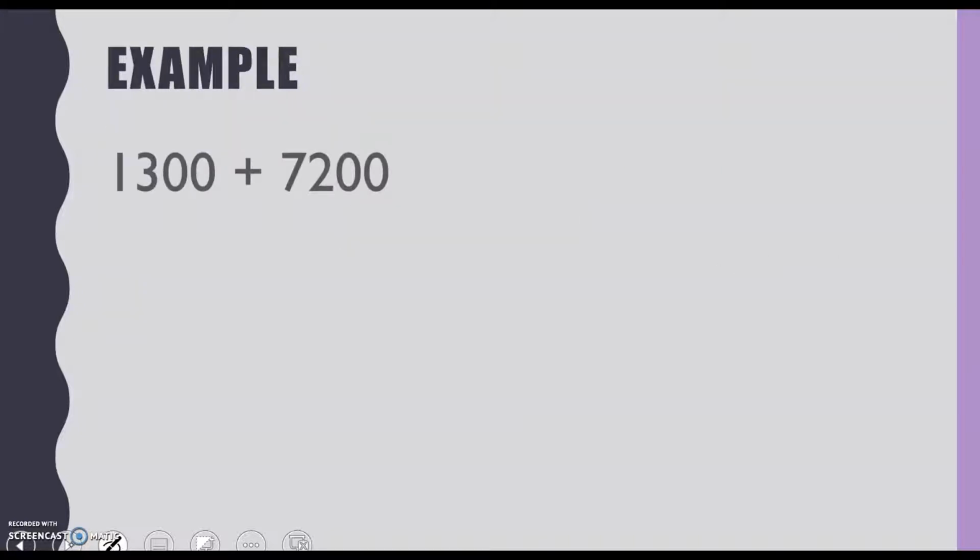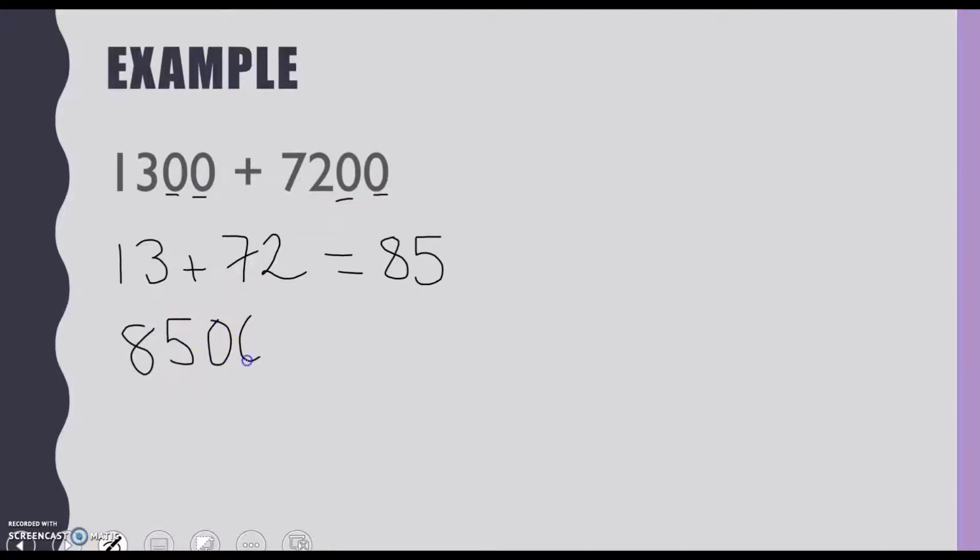Our next example then is 1,300 plus 7,200. Now, straight away, I'm thinking they both end with 2 zeros, so I'm really focusing here on the 13 plus the 72, and in my head, I can easily add that up to give me 85. But I had 1,300 and 7,200, so really my answer here is that 85 with 2 zeros at the end to give me 8,500.